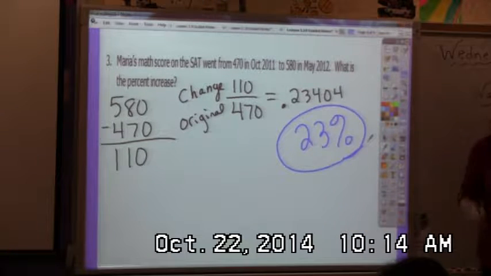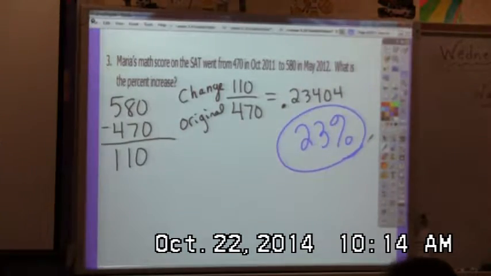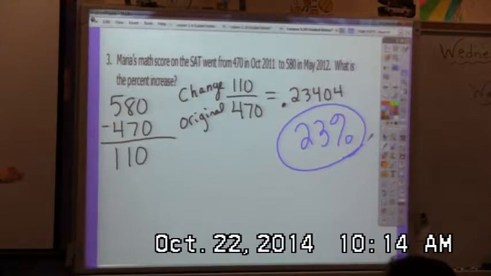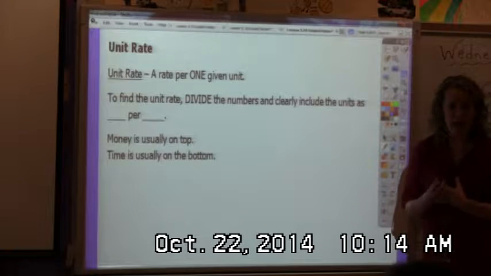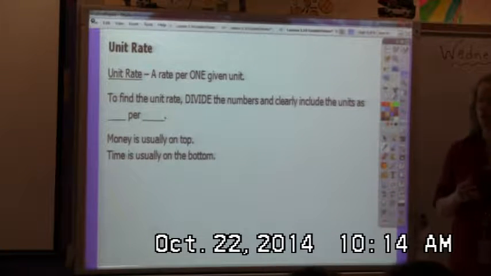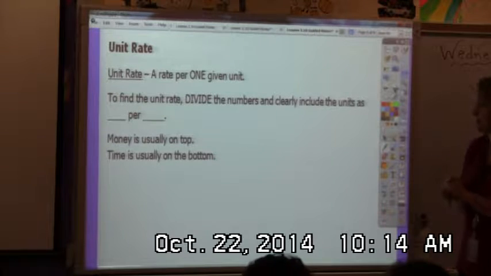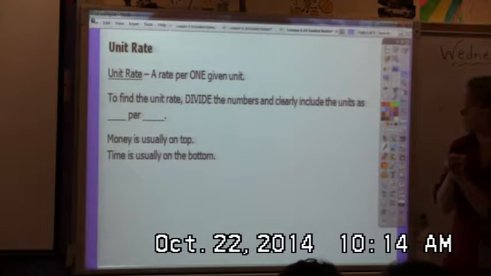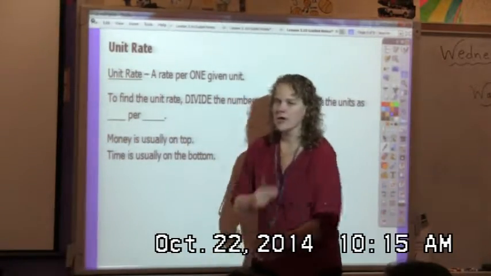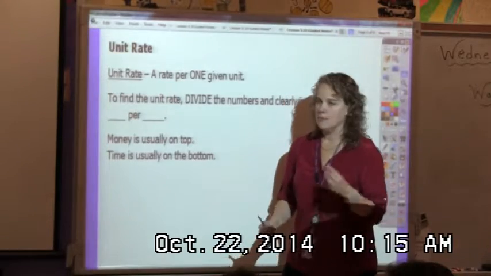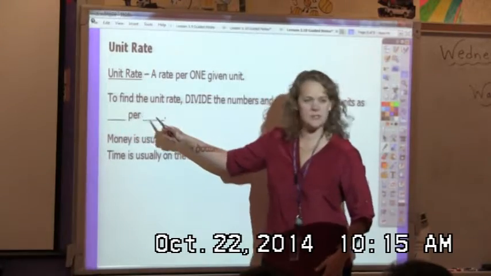Okay, on to the back. Here we go. We're going to talk about unit rate. When you're comparing prices or comparing items, it really helps to break it down into a unit rate. When you calculate a unit rate, you're getting a rate per one given unit. So to find this, you're going to divide the numbers. And then clearly include the units as something per something. Miles per hour, dollars per day, people per car, whatever. Make sure it's something per something.